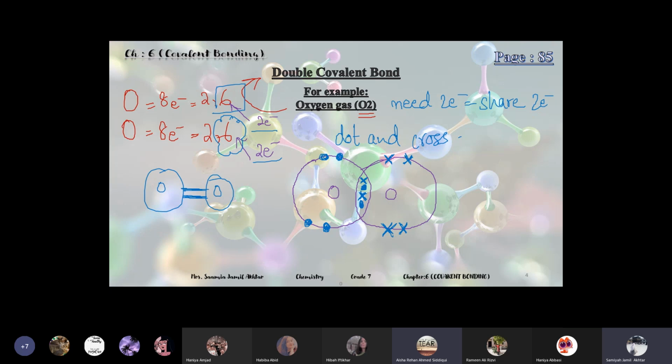Teacher, I'm asking that if they would be sharing 3 electrons, so there would be 3 sticks. 3 sticks. Yeah, good. We will do it right now. Yes, beta.